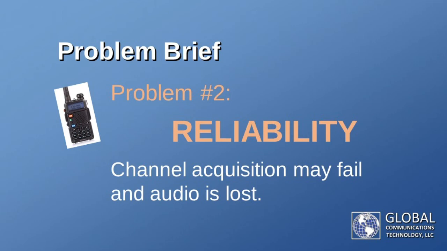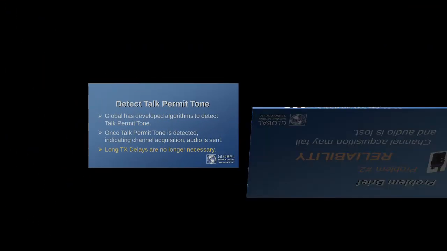The second problem that our feature solves is that channel acquisition could fail, right? And you get the failure tone. And when that happens, the patching system doesn't know it. So after the transmit delay expires, the audio eventually just gets sent out to the radio anyway. But that audio will never be heard because it doesn't have a channel to talk on, and that's a really bad thing.